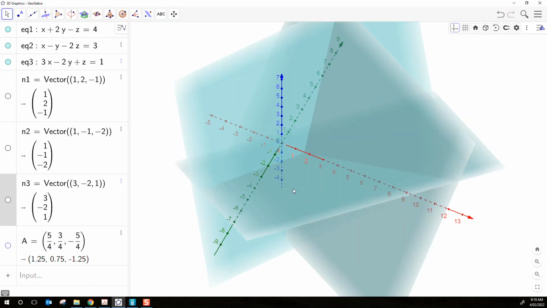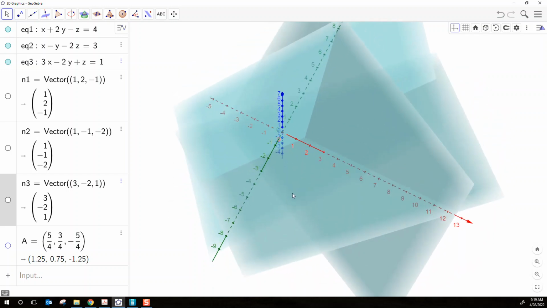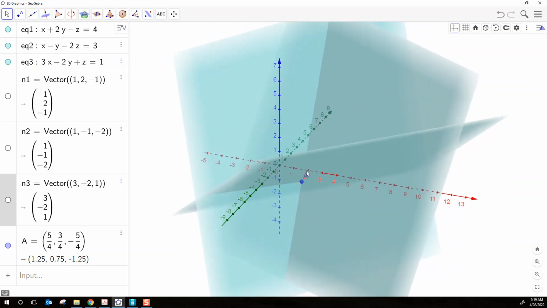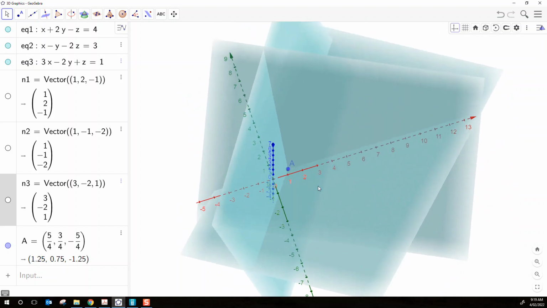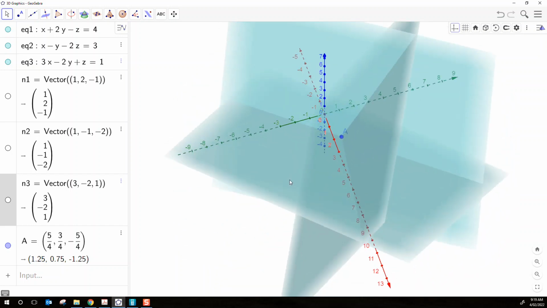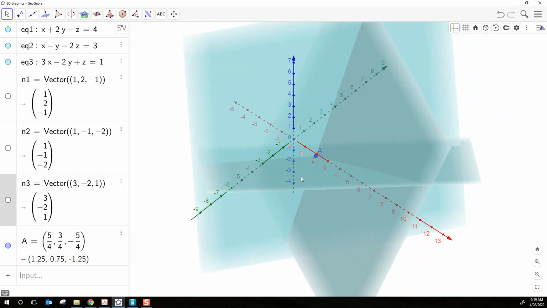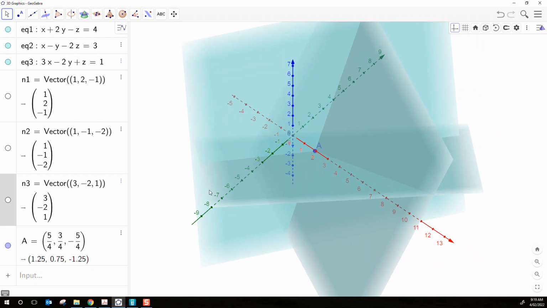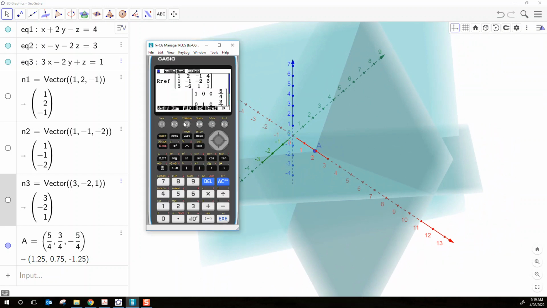Now in this case it seems like all of those lines come to a single point. Let's turn that point on. So that point there, point A, is the single point where all three planes intersect. Now that's because we have consistent equations and we've ended up with a unique solution.